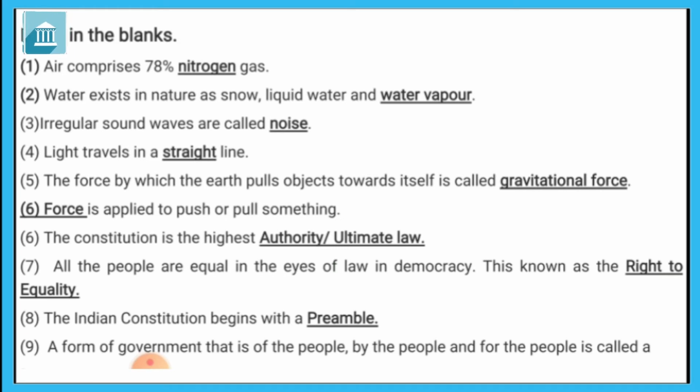Fifth, the force by which the earth pulls objects towards itself is called dash. So which is the force by which the earth pulls the objects?